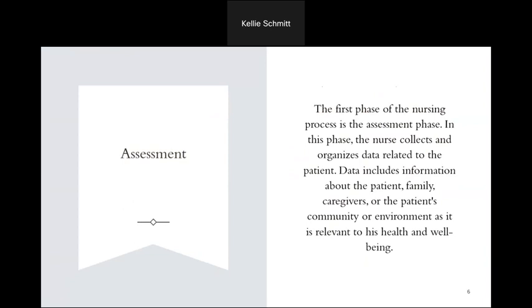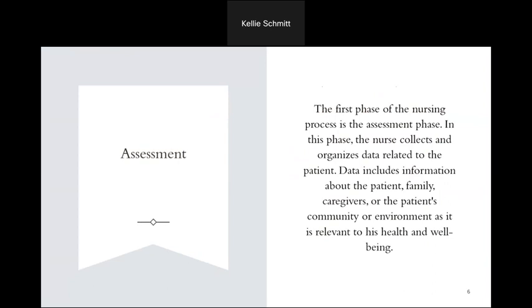In the assessment phase, think about it. The nurse gathers the patient information. Assessment, right? Assessment gathering. This information will be used to establish a plan of care. Remember, every other step of the nursing process builds upon the previous. Without a thorough assessment, the other steps of nursing care can be severely impacted, resulting in an unfavorable outcome.